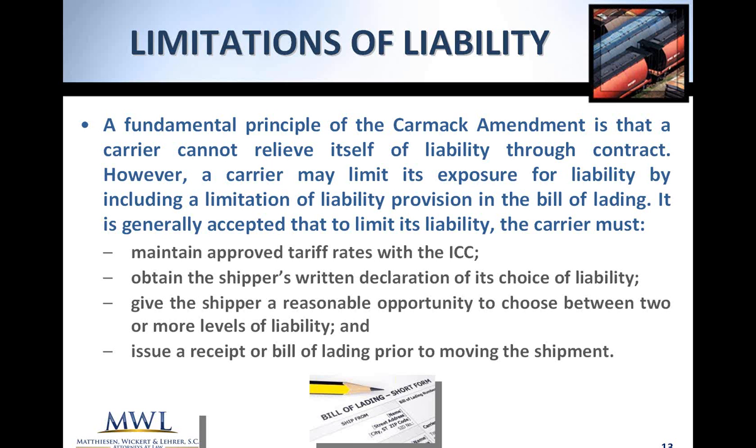Now, in order for a limitation of liability to be valid, there are four elements that are generally accepted that must be proven. The carrier must maintain an approved tariff rate with the ICC. The carrier must obtain the shipper's written declaration as to its choice of liability, give the shipper a reasonable opportunity to choose between two or more levels of liability, and issue a receipt or bill of lading prior to moving the shipment.